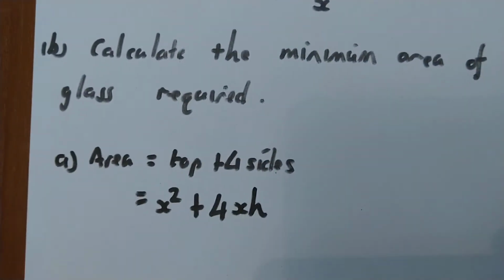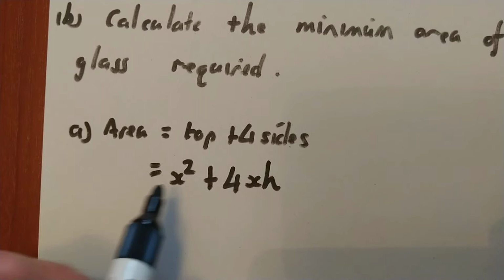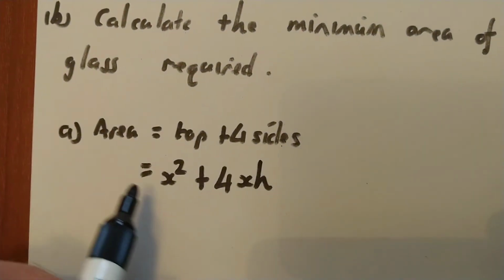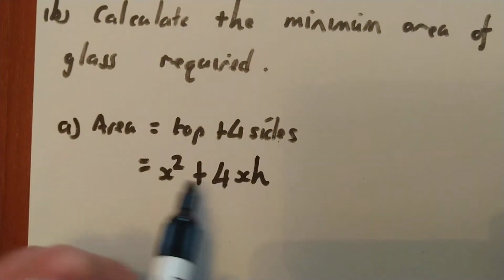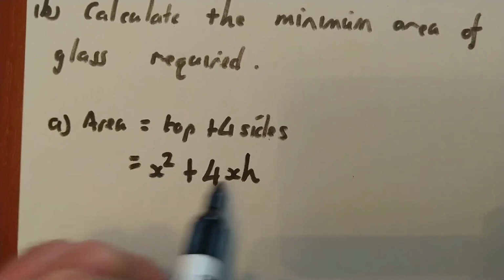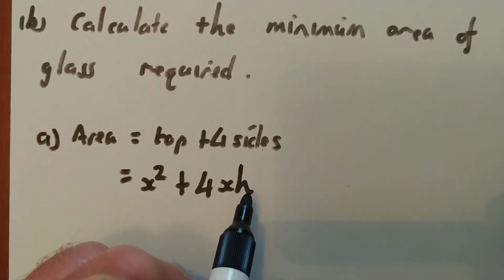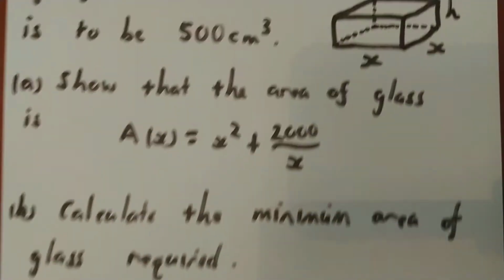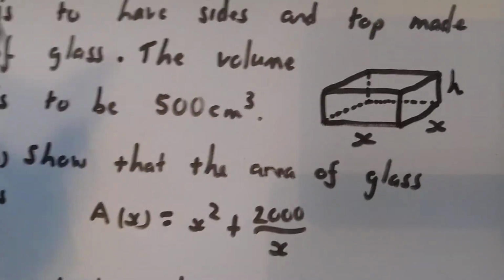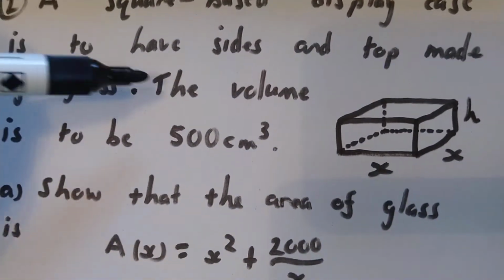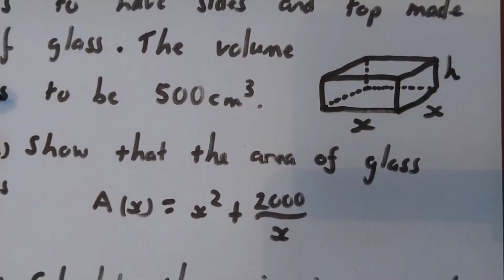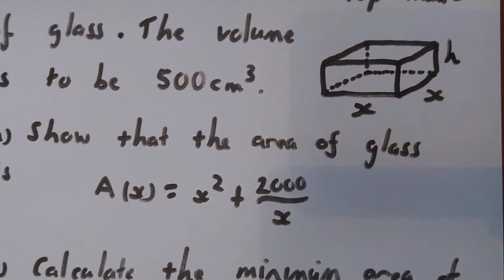I know I'm going to be wanting to differentiate, and as it stands just now, I've got 2 different variables here. I've got an x squared and an x term. That's okay, but now I've got an h. So I need to get rid of this h. How do I do that? Second piece of information. What does the question tell me? That the volume of this cuboid is 500 centimeters cubed.